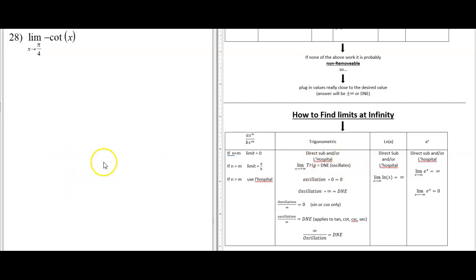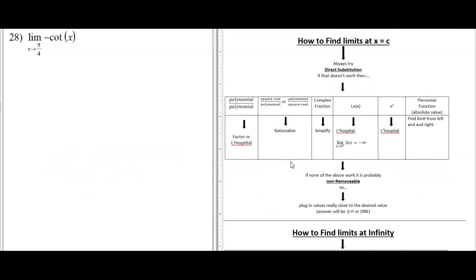So these charts are going to help you guys with doing problems like 28 through 50 on the study guide and also on those types of problems on your test. So as you can see for number 28 here, I'm approaching a number, which means that we're finding a limit at x equals c, which means we're always going to try to do our direct substitution first.